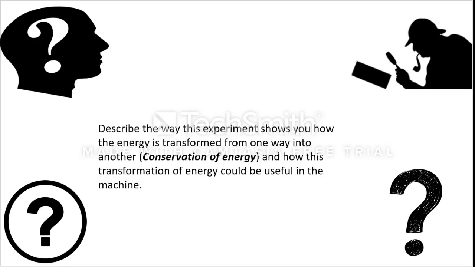The third and last question is, describe the way these experiments show you how the energy is transferred from one to another and how this transformation of energy could be useful in the machine. So energy is transferred from one object to another when a reaction takes place. Energy comes in many forms and can be transferred from one object to another as heat, light, or motion.